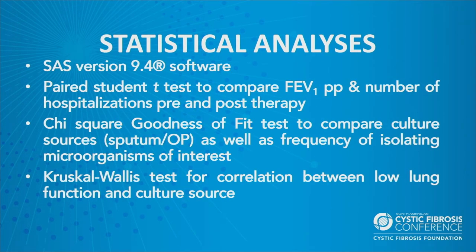We used SAS version 9.4 software to perform statistical analysis, using a student t-test to compare FEV1 percent predicted and the number of hospitalizations prior to and after ETI. We used a chi-square goodness of fit test to compare culture sources as being sputum or oropharyngeal, as well as the prevalence of the different microorganisms. We then used a Kruskal-Wallis test to look for any correlation between low lung function and the culture source.